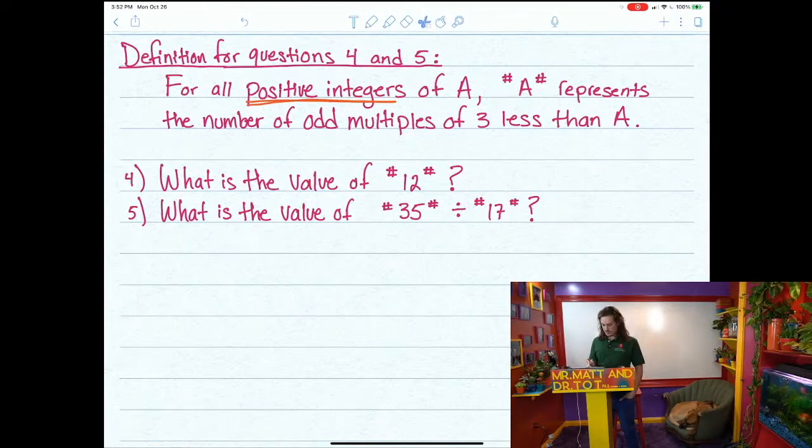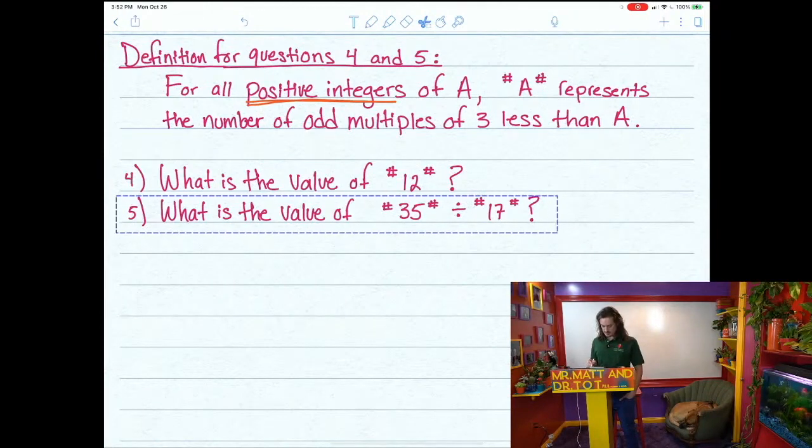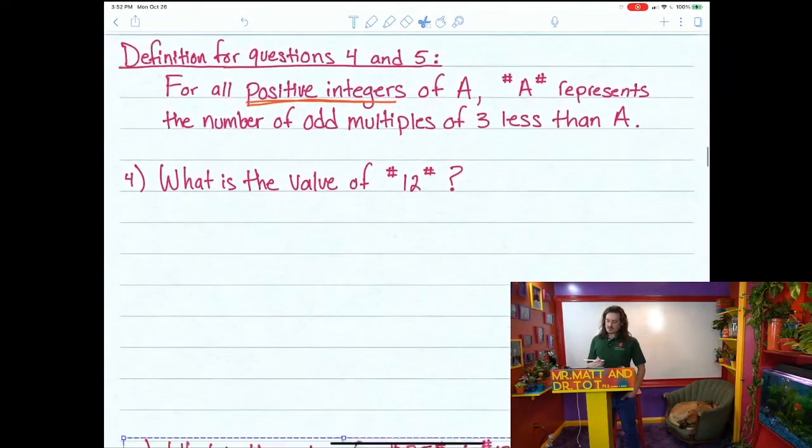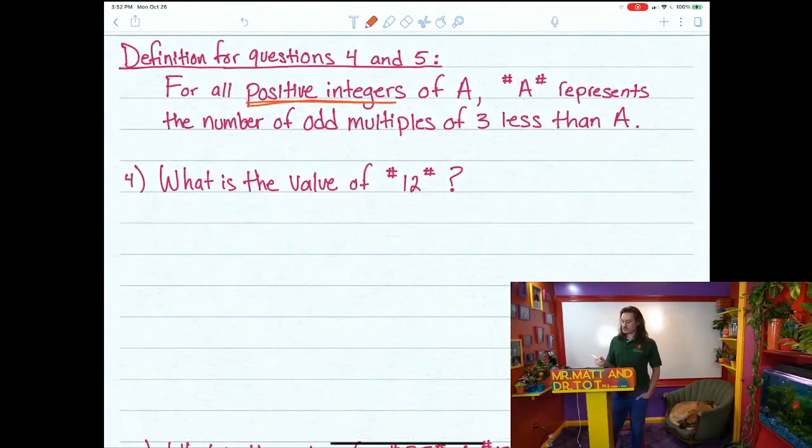Okay, that's one thing. So when we're trying to evaluate, and actually let me just move 5 out of the way here for now. Let's move that guy down here. So for 4, what's the value of hashtag 12? Well, if we start just listing out, the whole definition is based on the characterization they supply, the number of odd multiples of 3 less than a.